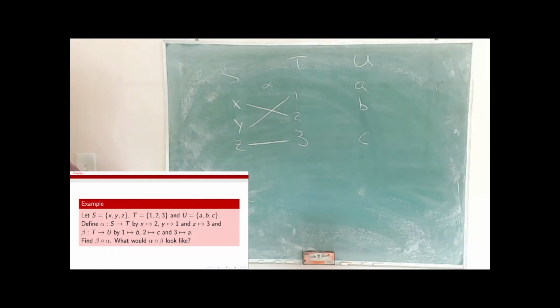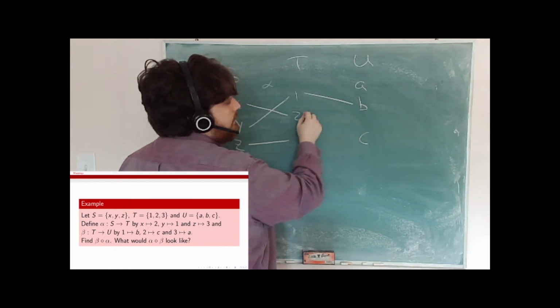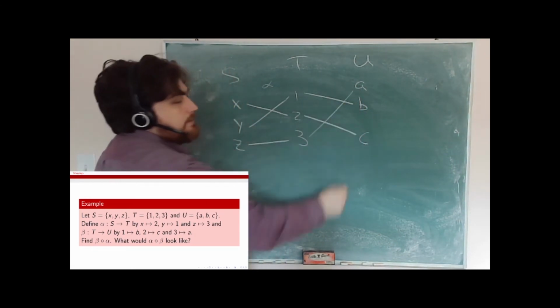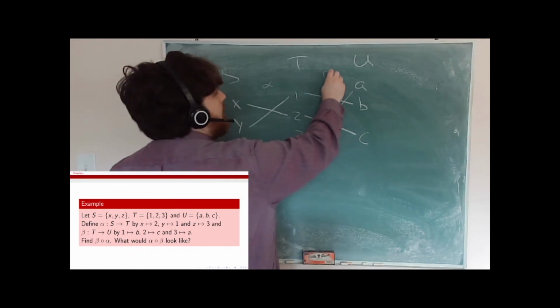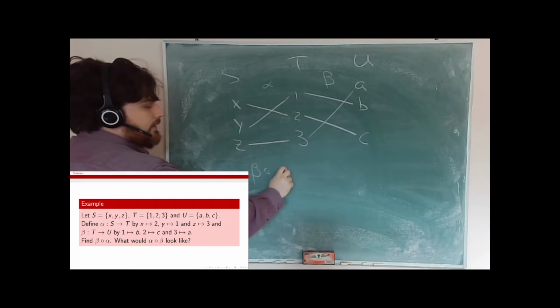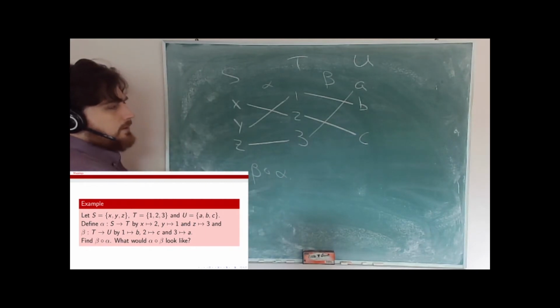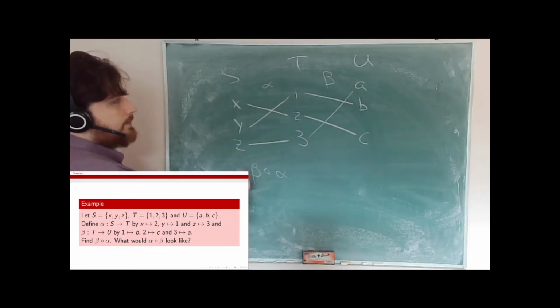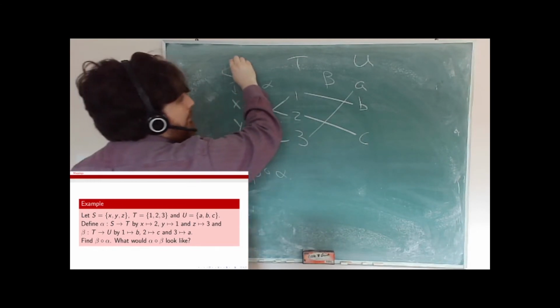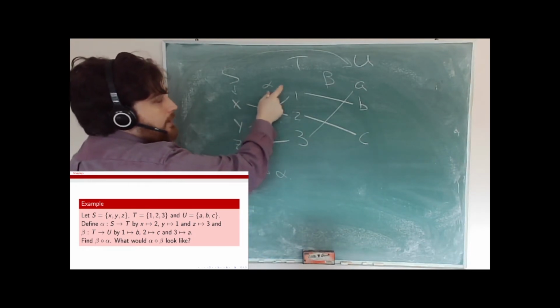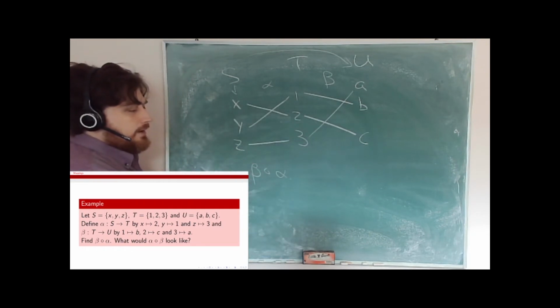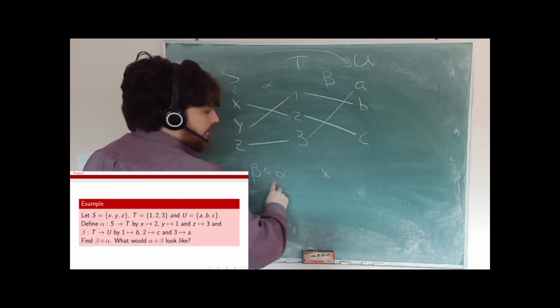I then have beta defined as, well, 1 goes to B, 2 goes to C, and 3 goes to A. So what I want to do is find beta of alpha. In the end, I'm going to start in S, and I'm going to map into U. So I'm going to take a number or a letter here and plug it into alpha, and then plug the answer into beta.